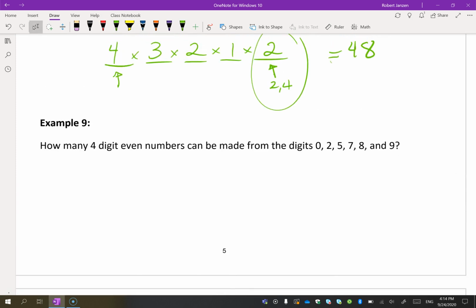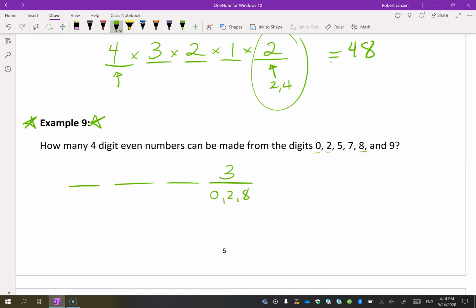Okay. How many 4-digit even numbers can be made using the digits? Oh man, this is a hard one. Put a star by this. Okay, 4-digit. What goes here? A 0, 2, or an 8. 0, 2, or an 8. So there's 3 possibilities here, right?